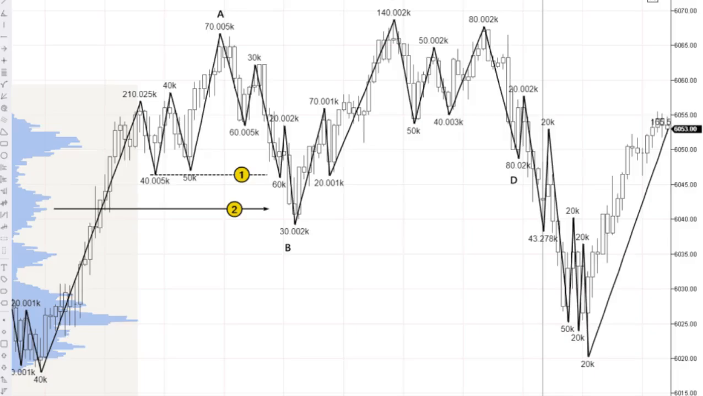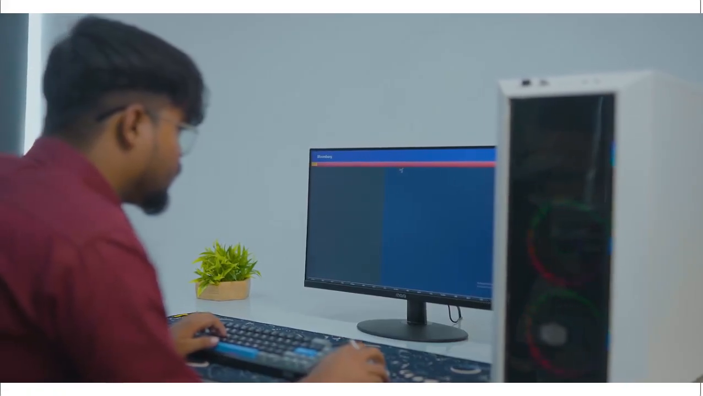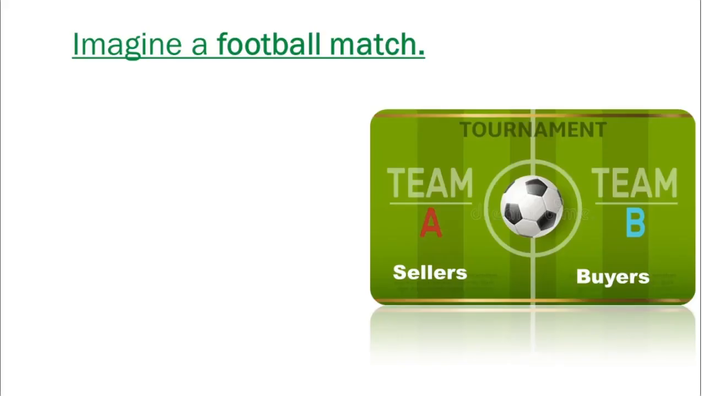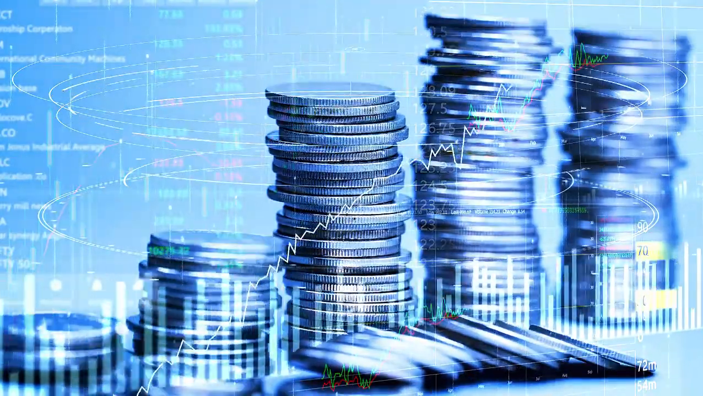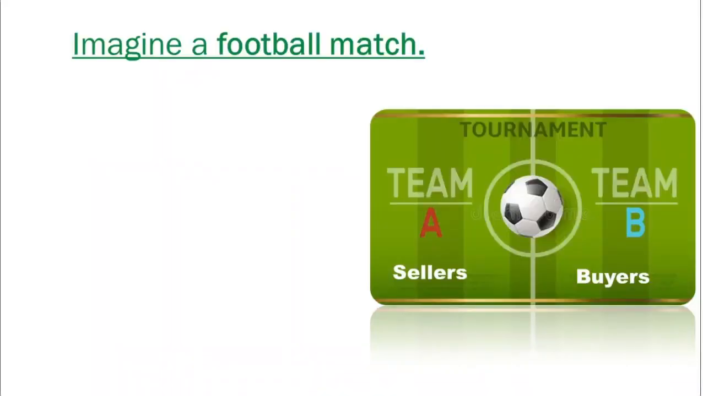Let's look at what the market is doing. Imagine the market as a football field. They're about to play a match. So we have two teams. One side of the team are buyers. The other side of the team are sellers. What will happen? Will buyers allow sellers to overpower them? No. Will sellers allow buyers to overpower them? No. That's the truth. That is just the truth.